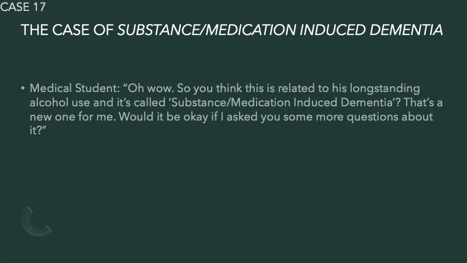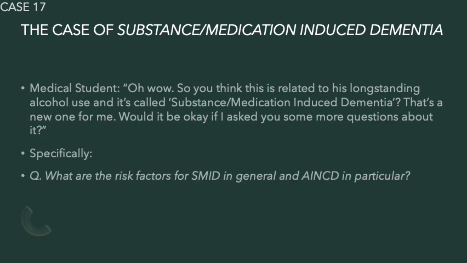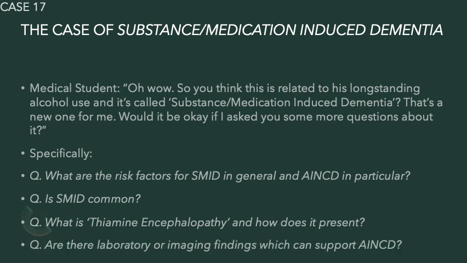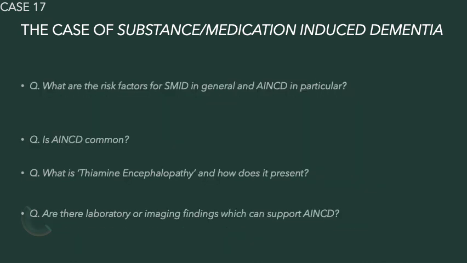Medical student: Oh wow, so you think this is related to his long-standing alcohol use and it's called substance medication-induced dementia? That's a new one for me, but I wonder, would it be okay if I asked you some more questions about it? Specifically, what are the risk factors for SMID in general and alcohol-induced neurocognitive disorders in particular? Is it common? What is thiamine encephalopathy and how does it present? Are there laboratory or imaging findings which can support alcohol-induced neurocognitive disorder? So we'll take each of his questions in turn.